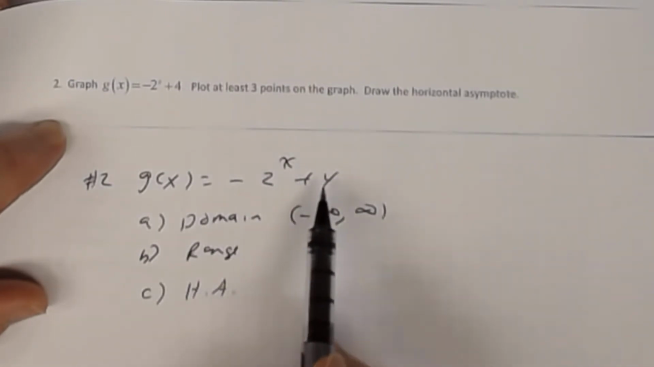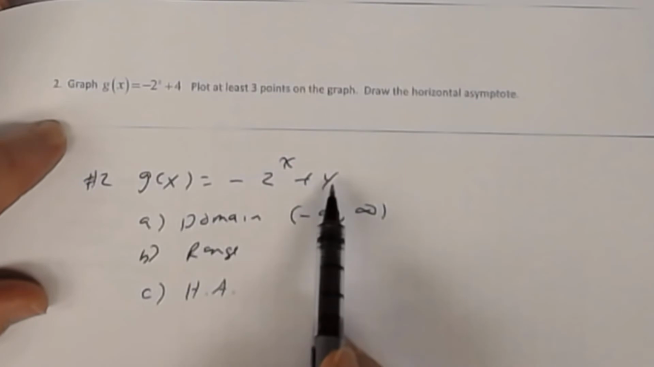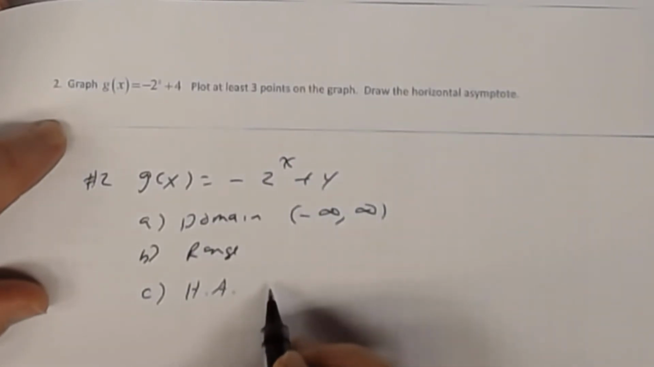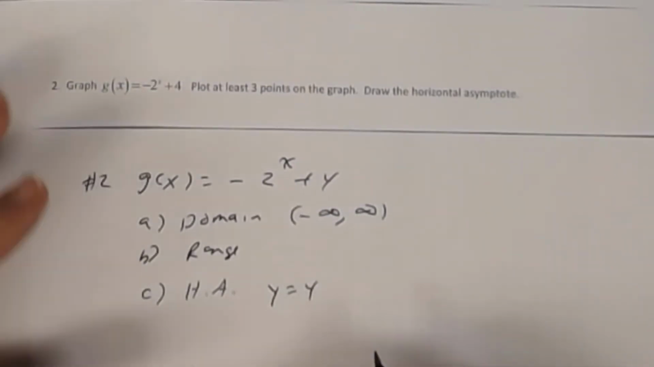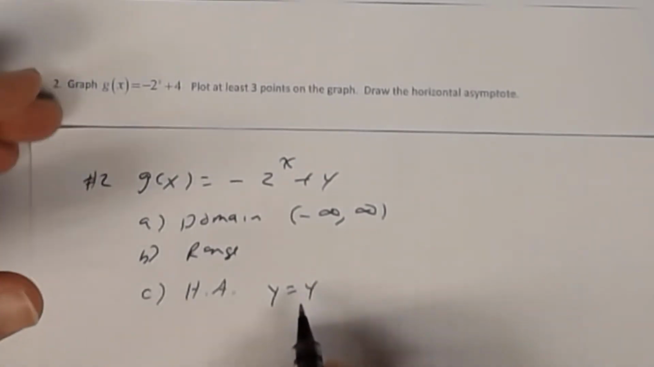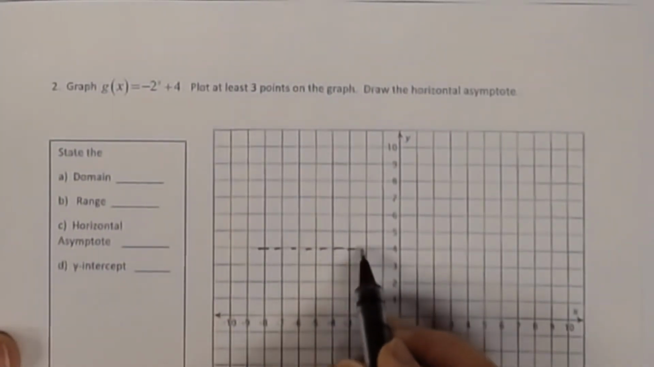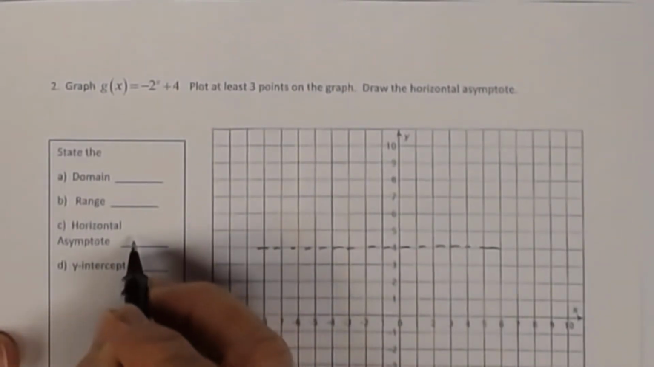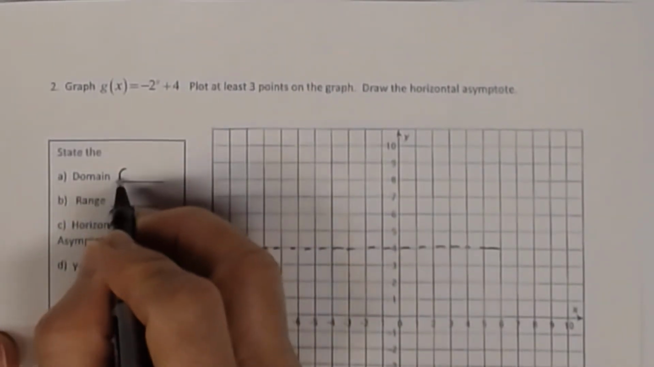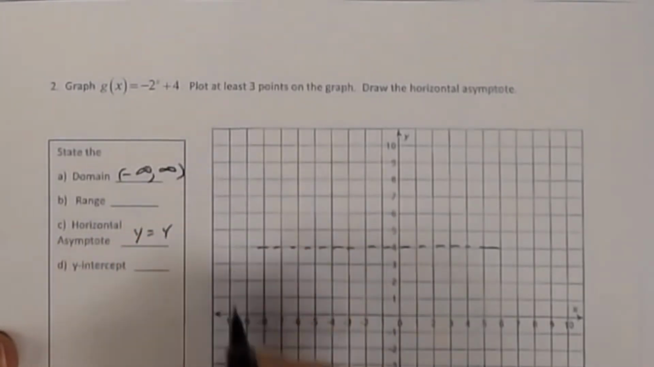The horizontal asymptote is easy. That's this number here, this constant. And so it's going to be y equals 4. So I'm going to go to my graph. I'm going to draw the horizontal asymptote y equals 4. So here's y equals 4 right here. And the domain is negative infinity to infinity.